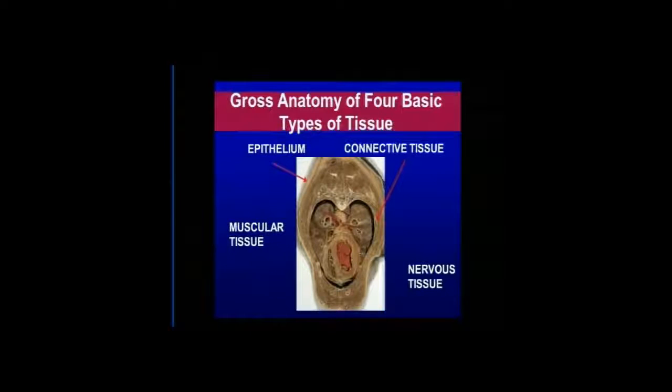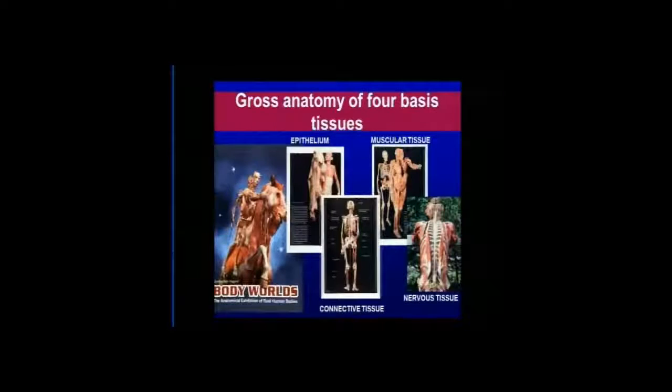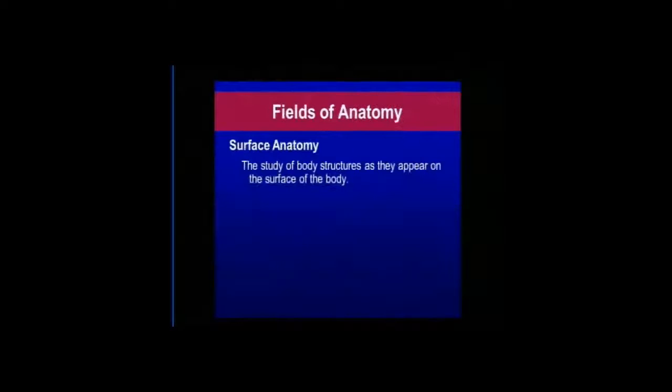Connective tissue is a rib. You can see a rib there, and then the muscle would be the heart, and nervous tissue is a spinal cord. We can also see these in humans too. This is from the body worlds. You can see in the horse, you can see epithelium, where the individual has his skin removed. You can see muscle, where the muscles are laid out off a skeleton. You see connective tissue, the skeleton, and also see nervous tissue as well.